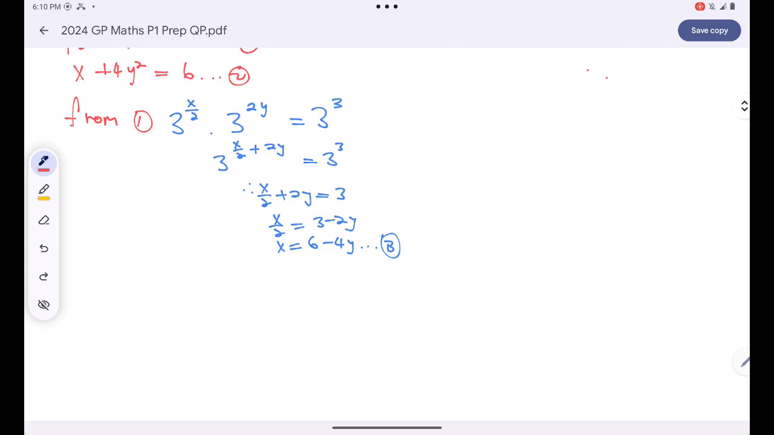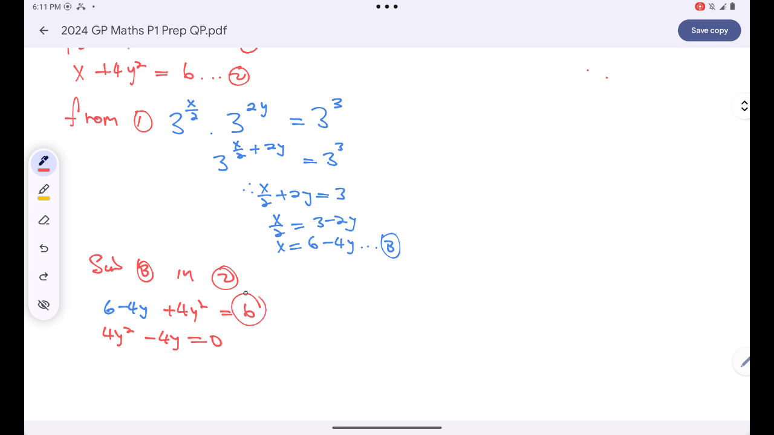After forming equation 3, I can simply substitute equation 3 in equation 2. Remember that I have x plus 4y squared. So whenever I come across x, I'll simply substitute 6 minus 4y. Are you together? And then I have plus 4y squared is equal to 6. Then all I have to do is make sure my equation is in standard form. I'll end up having 4y squared minus 4y is equal to 0.